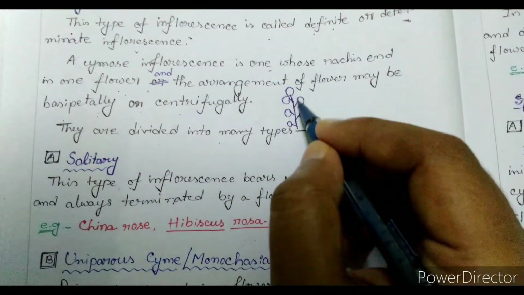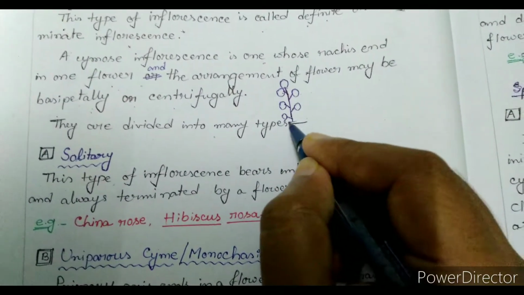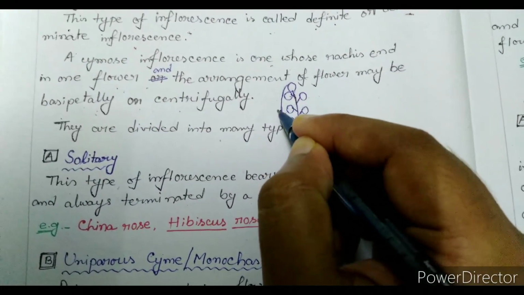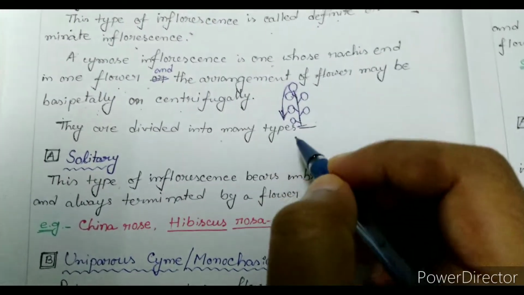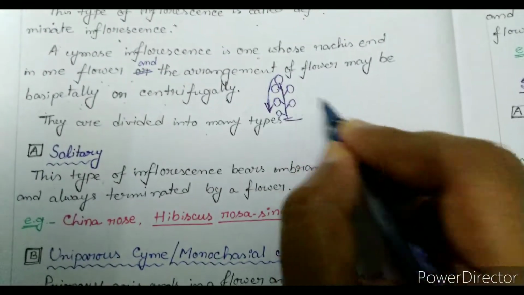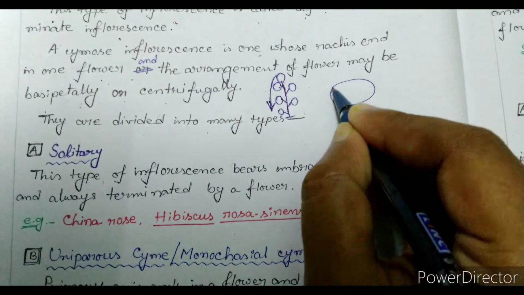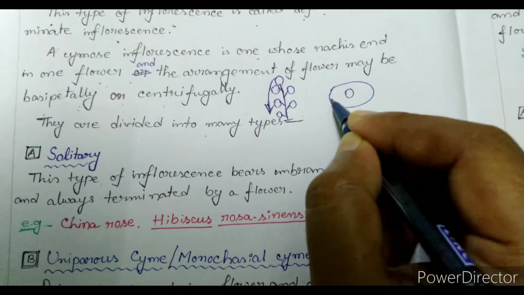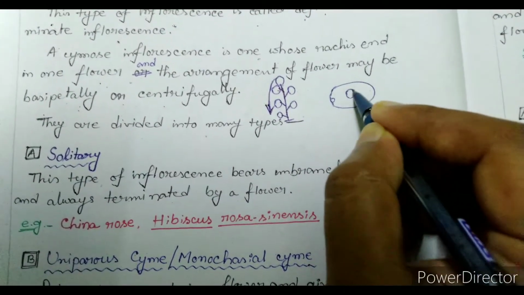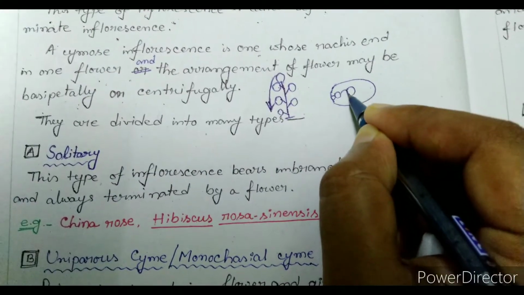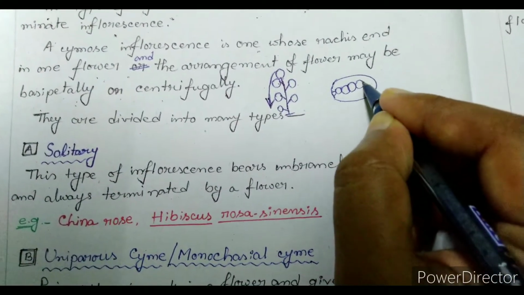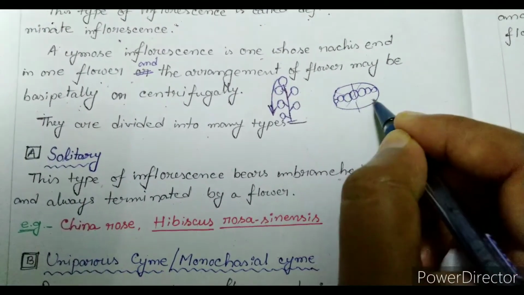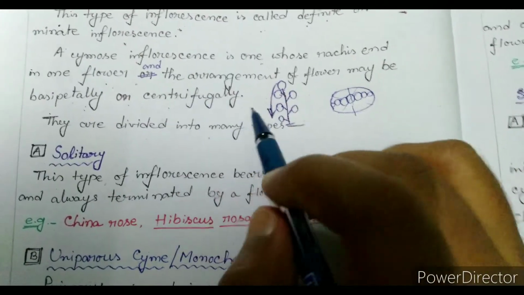We know what basipetal and centrifugal arrangement are. In basipetal, the oldest flower is at the apex and the youngest flower towards the base, so it gradually changes from the upper part to the lower part. But in case of centrifugal, the arrangement of flowers happens on a receptacle, with the younger flowers at the periphery and the oldest flower at the center, and this arrangement happens in every direction. So this is the centrifugal and this is the basipetal arrangement.